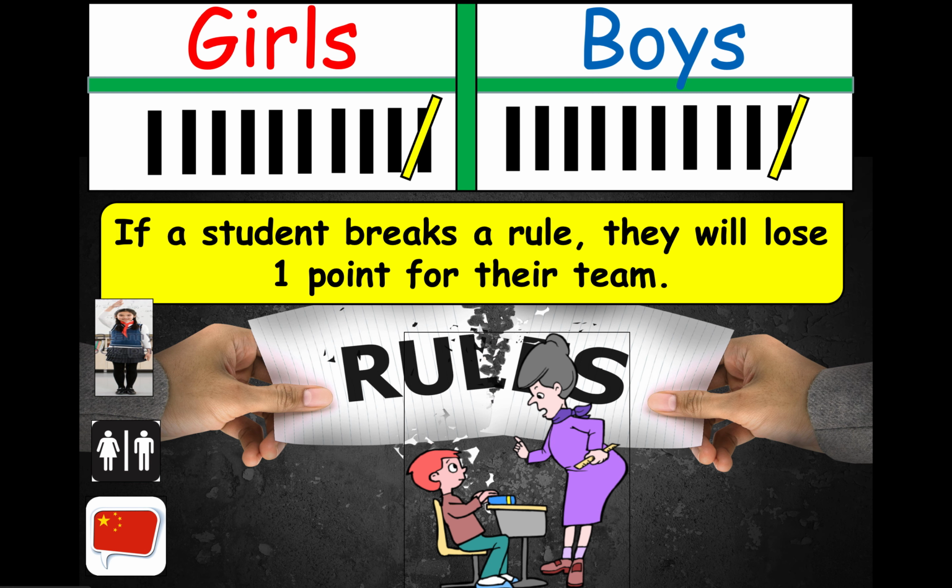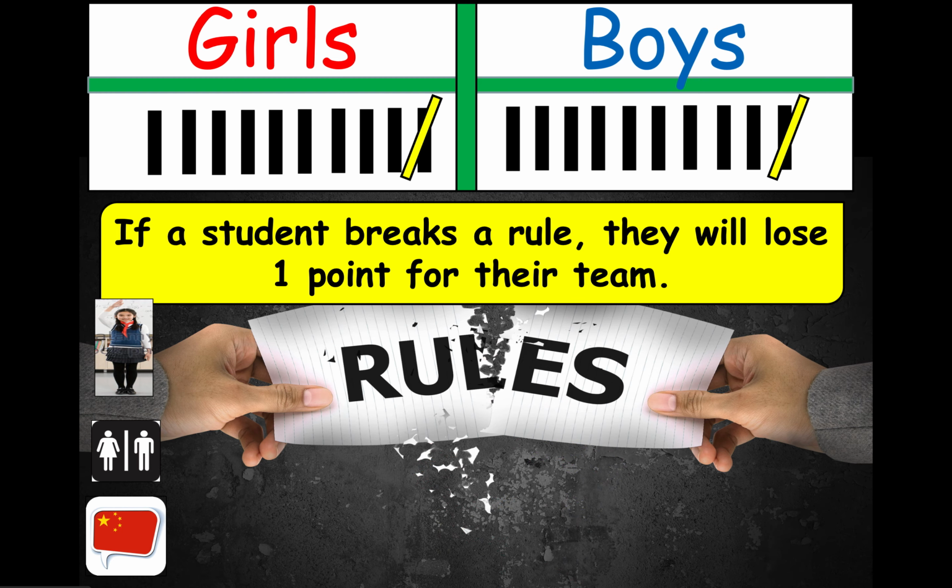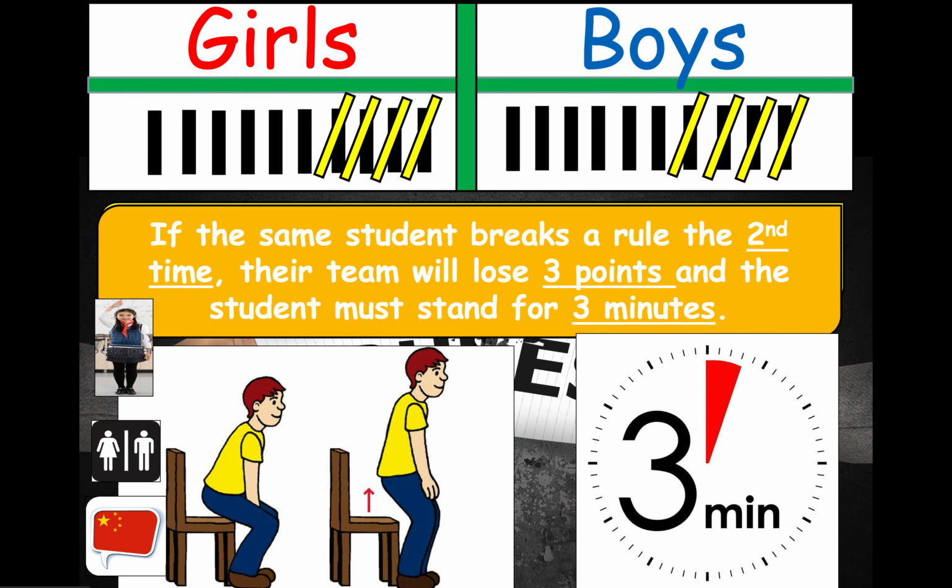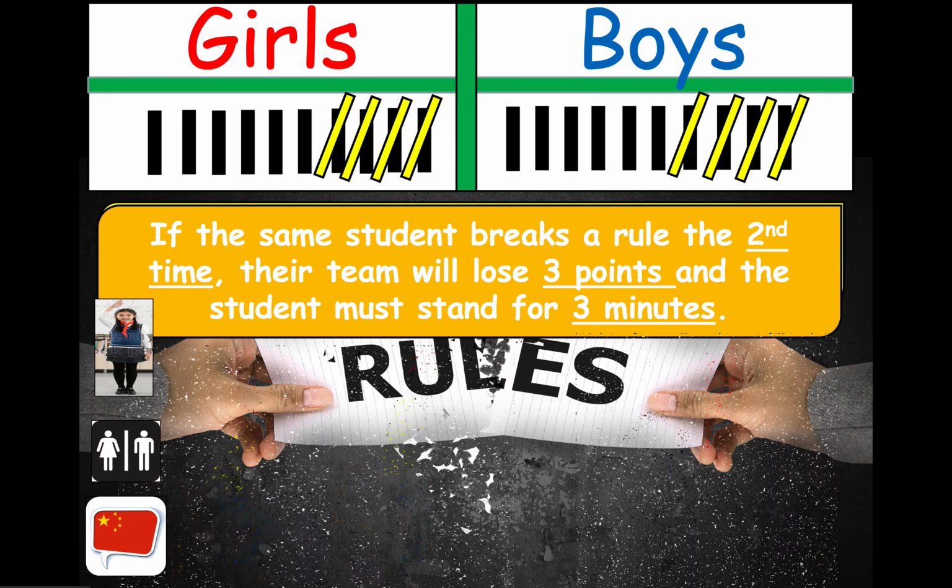I visually show them this, okay? Next, if the same student breaks a rule the second time, their team will lose 3 points, and they must stand for 3 minutes, okay? So the same student is still misbehaving. The point loss is getting higher and higher, okay? And it's not going to happen that often that the same student is going to misbehave, because I'm going to have them write their name down in a book if that happens. So it's probably not going to happen, but just in case.